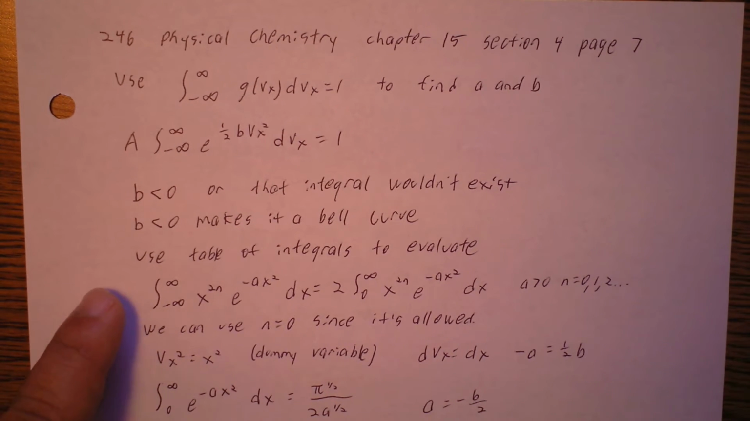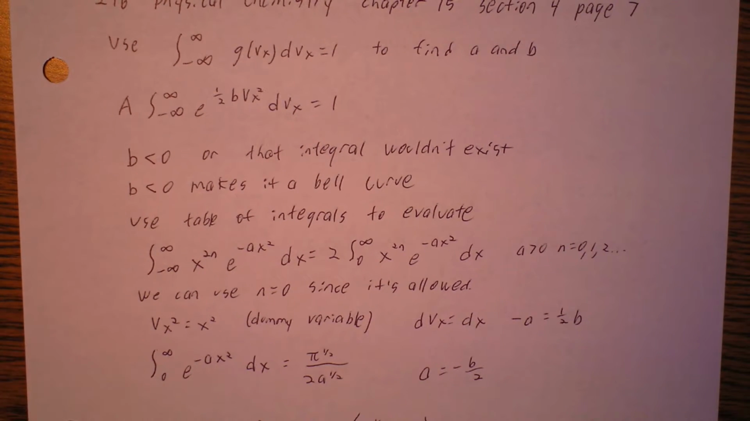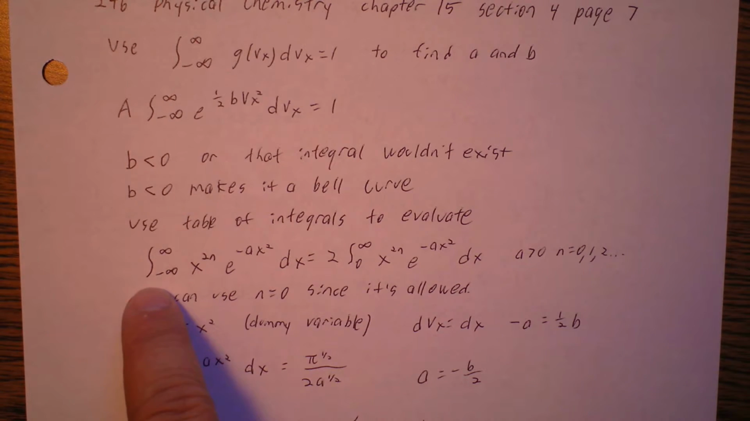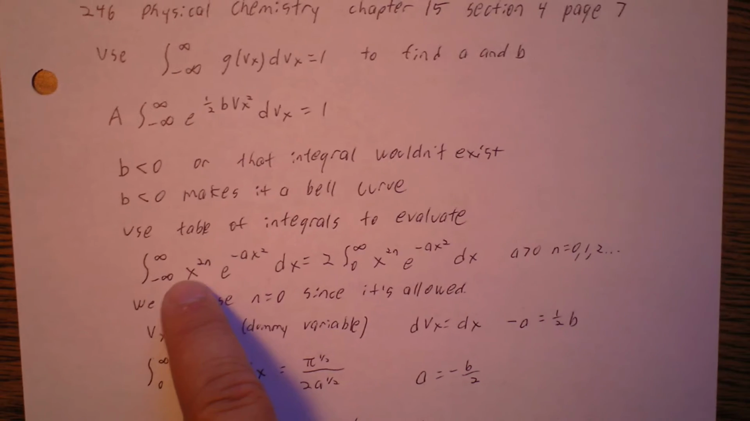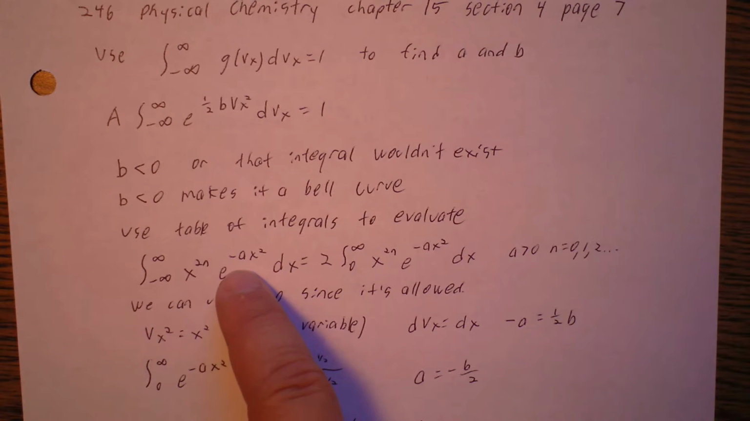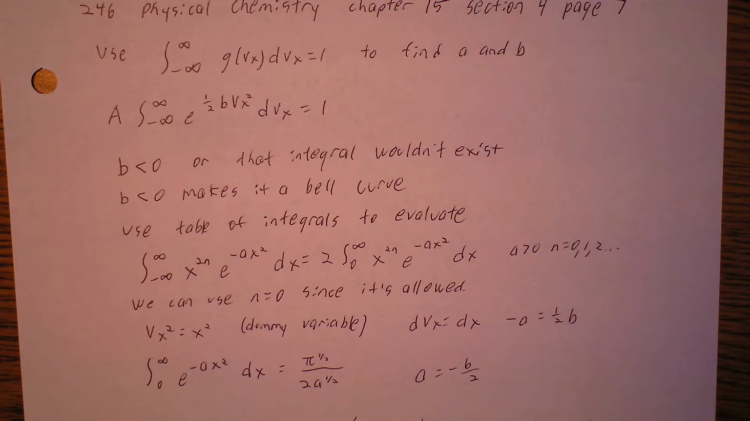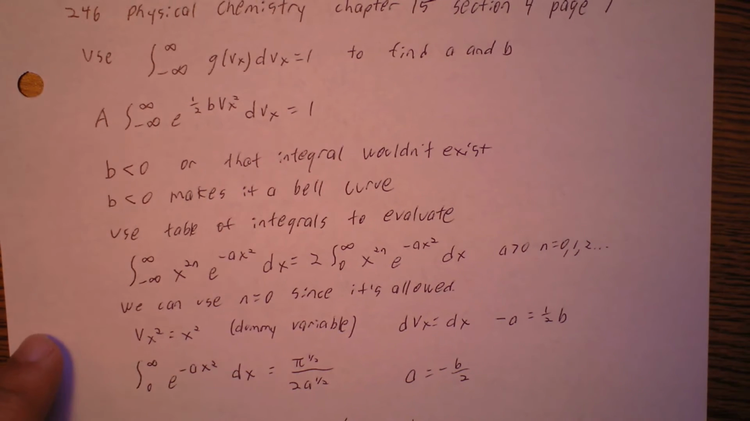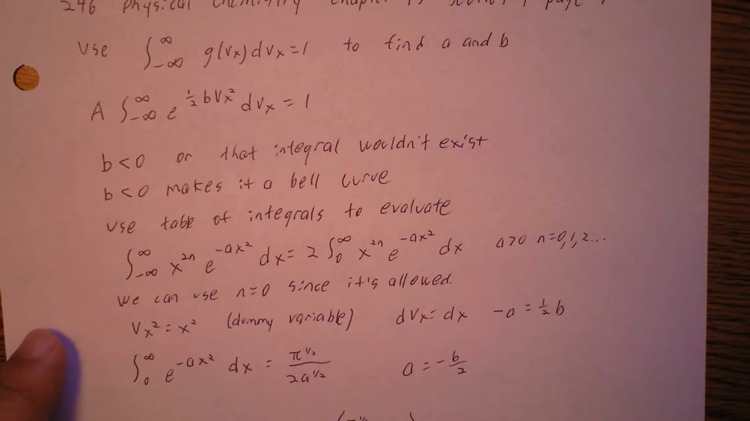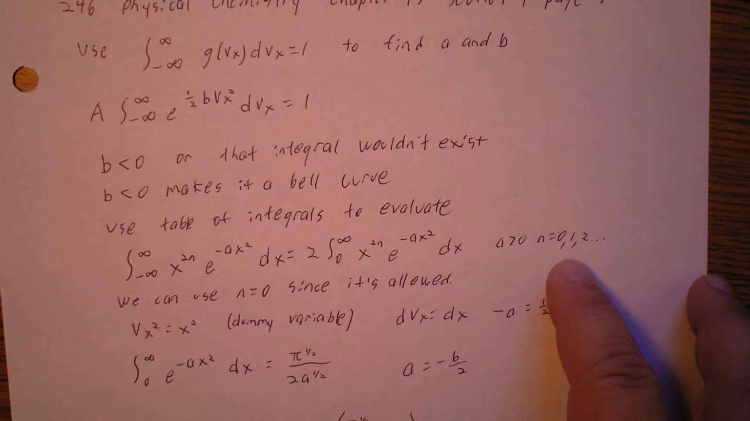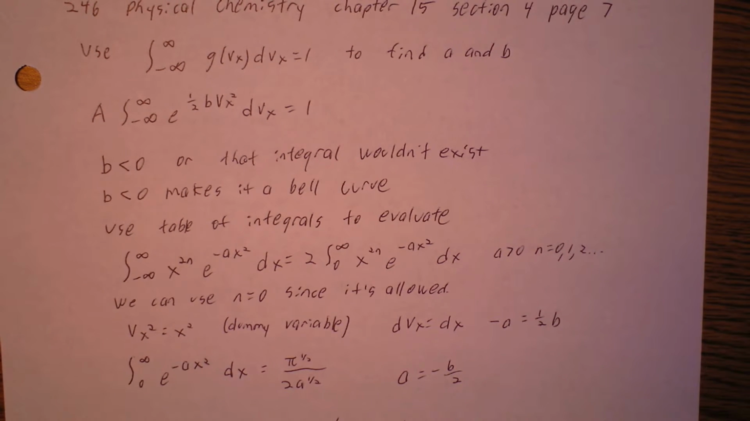So we're going to use the table of integrals to evaluate. What we have here is that the integral from minus infinity to infinity of x to the 2n times e to the minus ax squared dx is equal to 2 times the integral from 0 to infinity of x to the 2n times e to the minus ax squared dx. Now, a in this case has to be greater than 0. And n can be an integer: 0, 1, 2, 3, etc.